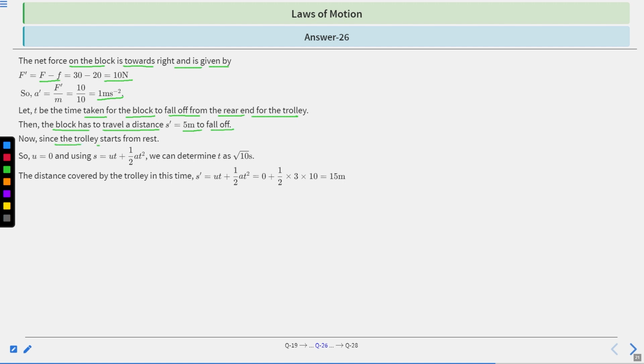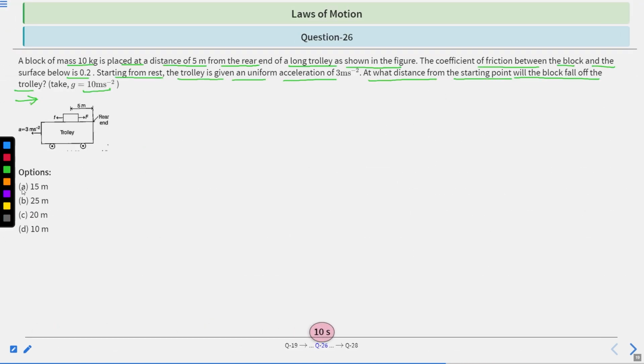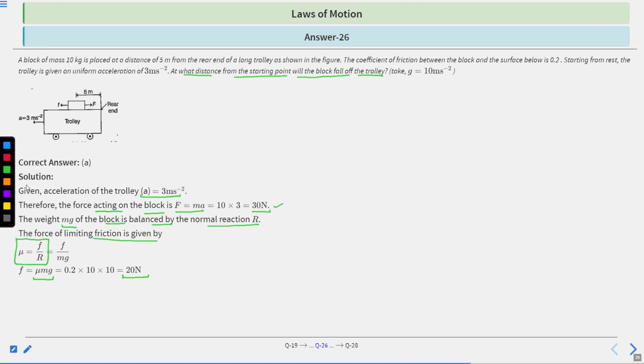Now since the trolley starts from rest, the initial velocity equal to 0. Using the equation of motion s equal to ut plus half at square, we can determine t as 10 under root 10 second. The distance covered by the trolley in this time, s prime equal to ut plus half at square. Putting all the terms in this equation, you will get the answer, which is equal to 15 meter. So the correct answer is 15 meter, option A is correct.